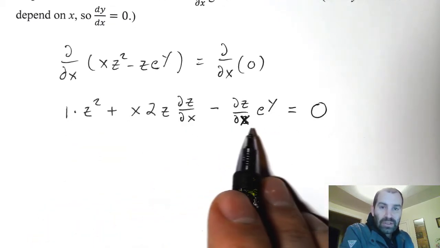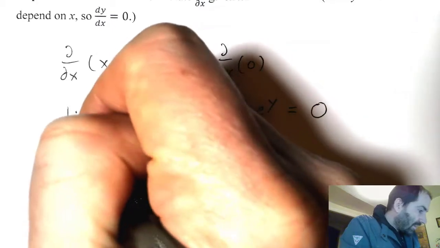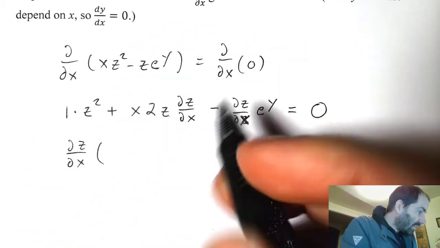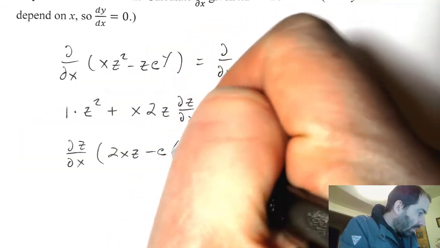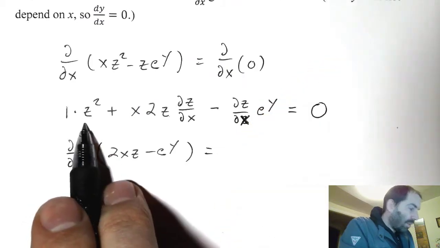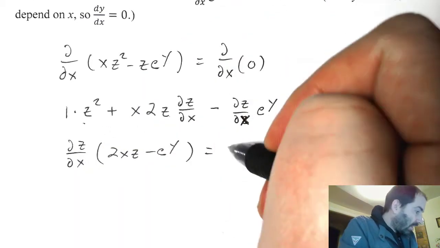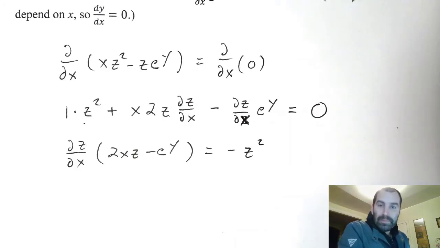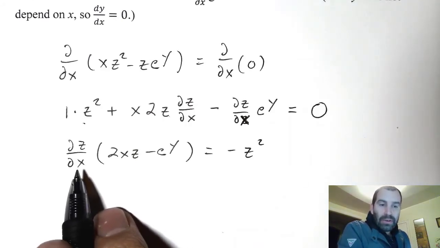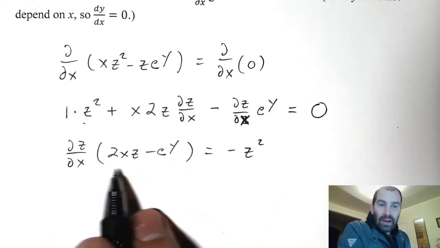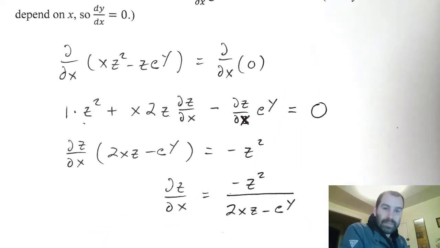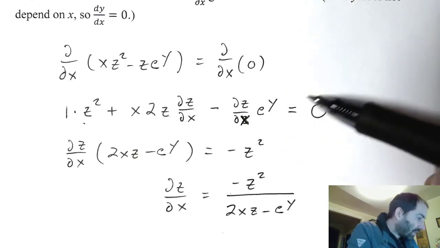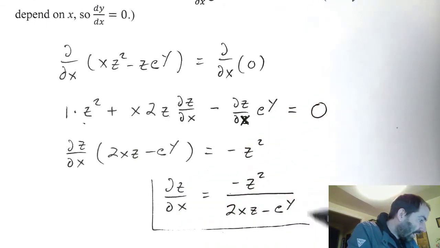Okay, so let's do that factoring, and I'll move that thing to the other side in the next step. So we'll just factor out dz dx. So we got dz dx times 2xz minus e to the y. And then, like I said, I'm going to subtract z squared from both sides, so it'll end up over here. And then, because I'm solving for dz dx, I'll just divide both sides by this stuff. And there we go. We have an expression for dz dx right here.